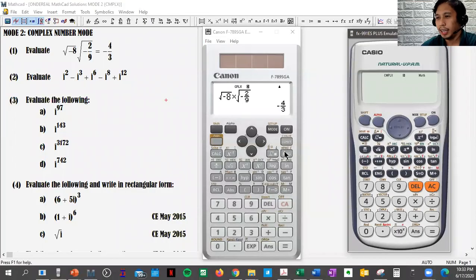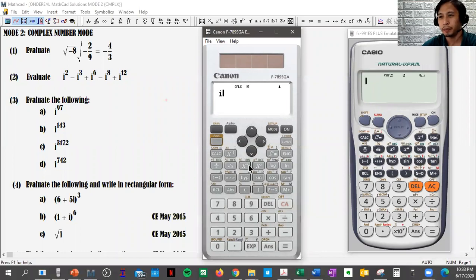And also the angle button, which was here in 991 ES Plus, Shift then this negative sign. Now, if we are to evaluate that angle button, that is just this integral button. Later, I'll be using that. Pero dito lang muna tayo. So if I'm going to evaluate that, that is I squared. Square is here, minus I cubed. So cube is shift then this. Plus I raised to 6. So we're going to use this. Then minus I raised to 8. Plus I raised to 12.